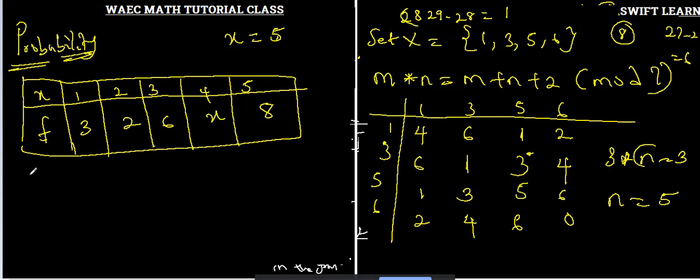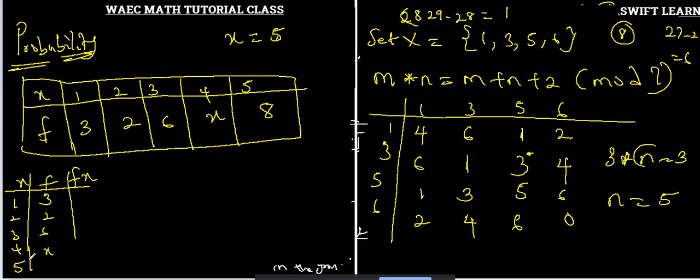I hope you've seen questions like this before. They're actually very easy. When you multiply this one, f times x: 1 times 3 is 3, 2 times 2 is 4, 3 times 6 is 18, 4 times x is 4x, and 5 times 8 is 40. If you add everything together, let's say our x here is, okay, I will not use 5.